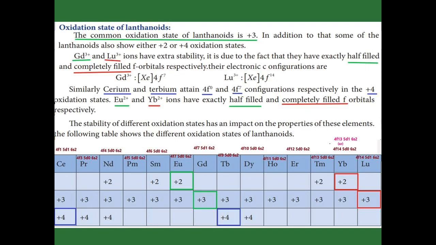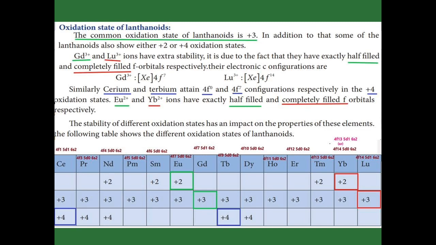Oxidation state of lanthanoids. The common oxidation state of lanthanoids is +3. Why +3? The outer electrons enter the 4f orbital, 5d orbital and 6s orbital. When 3 electrons are lost, they attain the common oxidation state +3. Sometimes the lanthanoids also show +2 or +4 oxidation states. We will see them one by one.